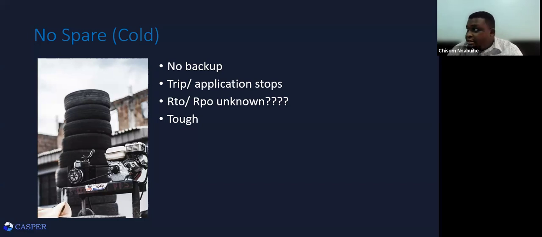And then the other part is you don't know how long this recovery is going to take. You don't have any control over how long the recovery is going to take. So if you had an application and for one reason or the other the application crashed, in this instance, you don't have any backup.